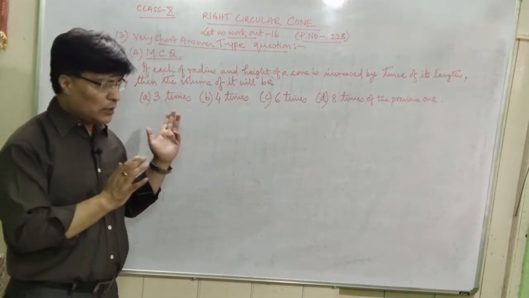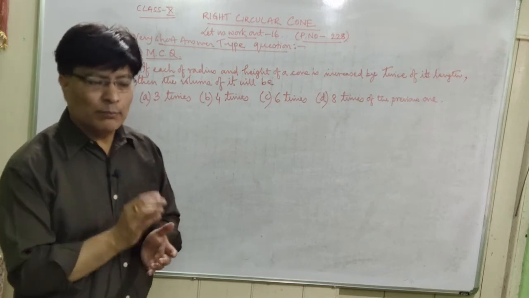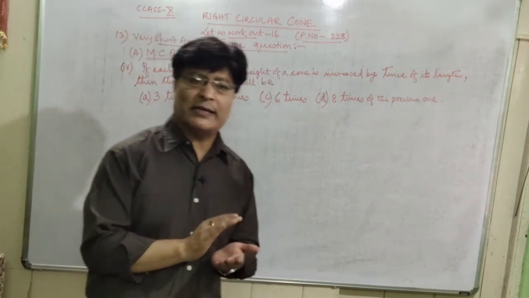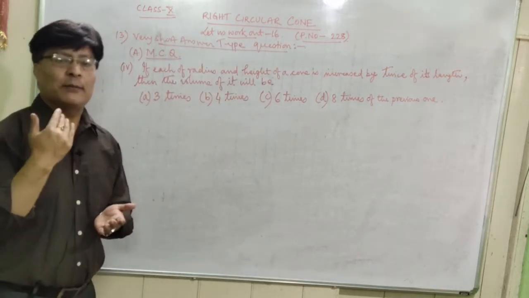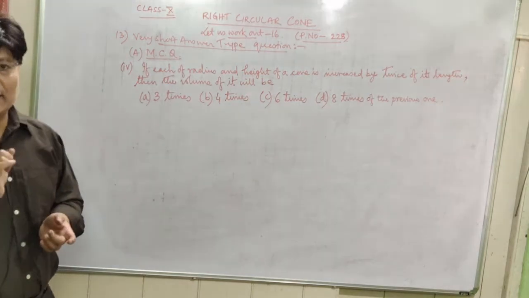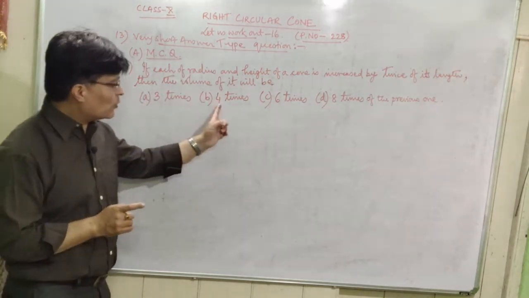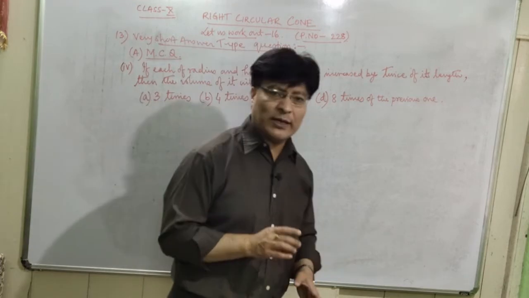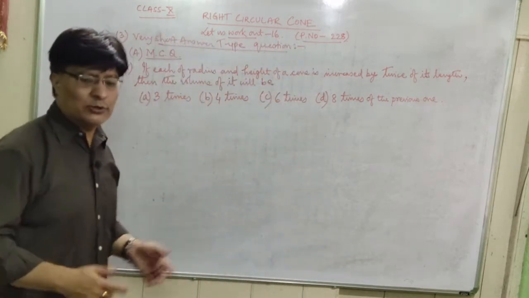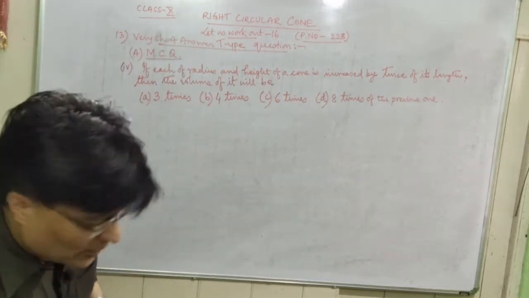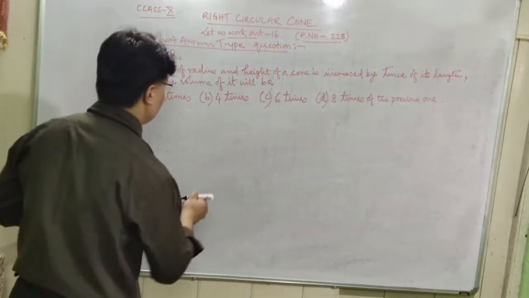Okay. So in the question it is given that both the radius and the height of the right circular cone are increased by twice their length. Then the volume will be 3 times, 4 times, 6 times or 8 times of the previous one. So which is the correct answer? You have to check it. Okay, so let us do this question now.